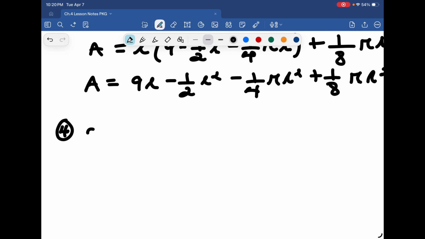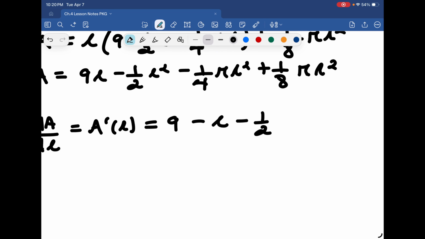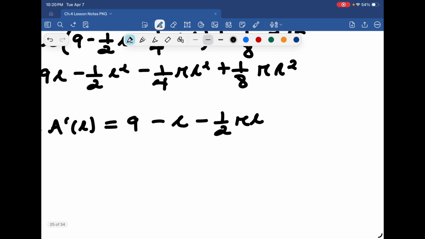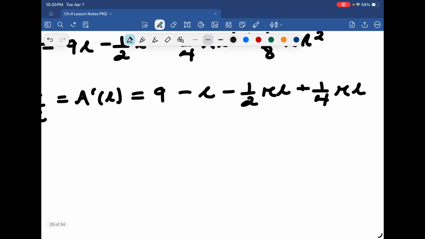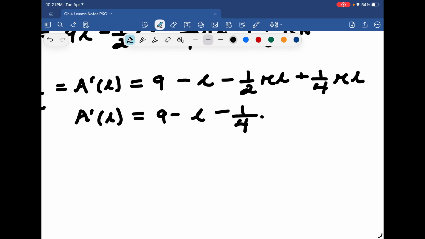So from here, this is where I'll do my step number 4. dA over dL is equal to A prime of L, which is equal to 9 minus L, minus 2 over 4, which is 1/2 pi L, and then this one's going to be plus 1/4 pi L. Great. Now I can combine my pi L's here. So A prime of L is equal to 9 minus L minus 1/4 pi L, just to make sure that we're good there.